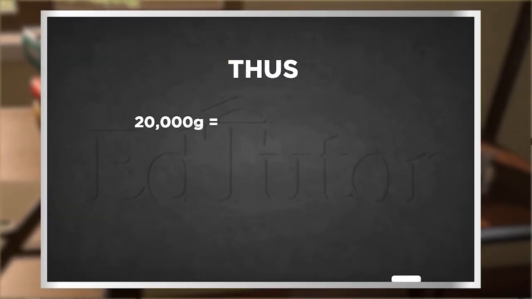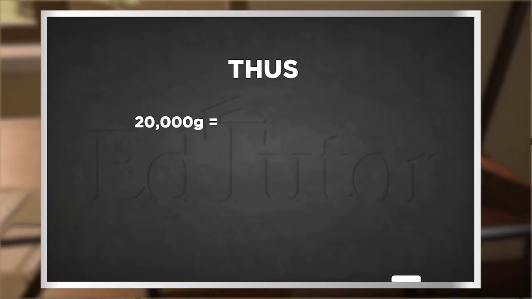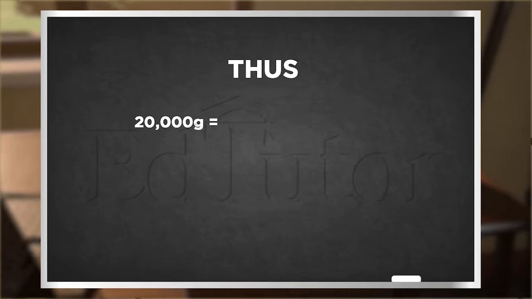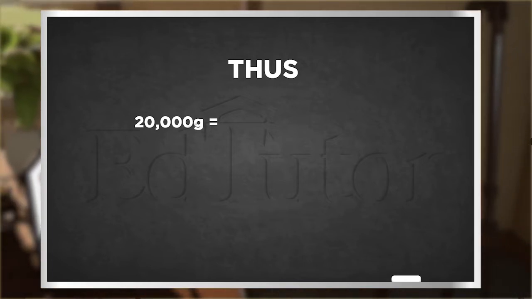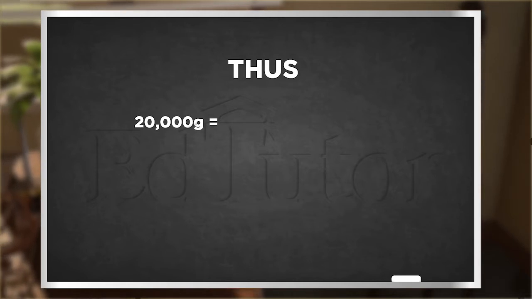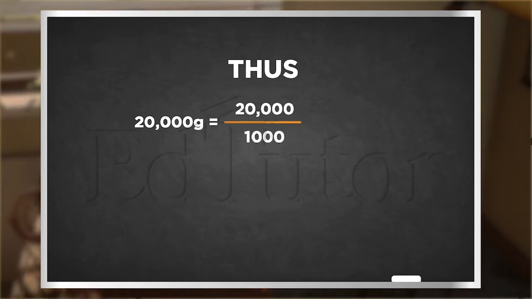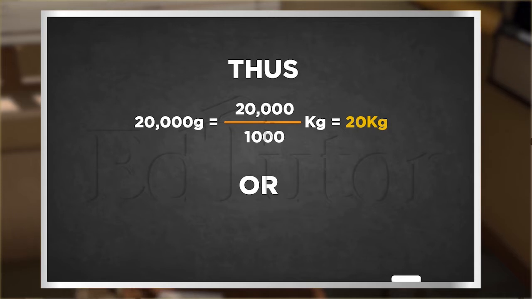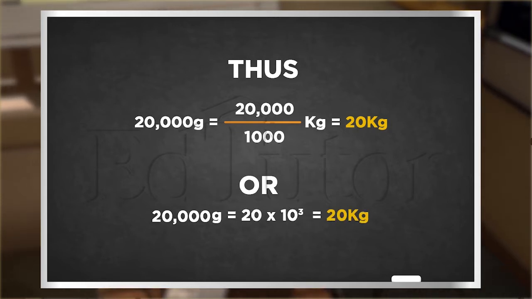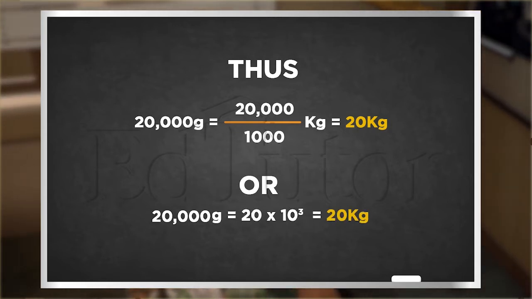Another example is to divide 20,000 grams by 1000 to express it in kilograms. Since kilo represents 10 raised to the power of 3 or 1000, 20,000 grams upon 1000 is equal to 20 kilograms, or 20 multiplied by 10 raised to the power of 3 grams.